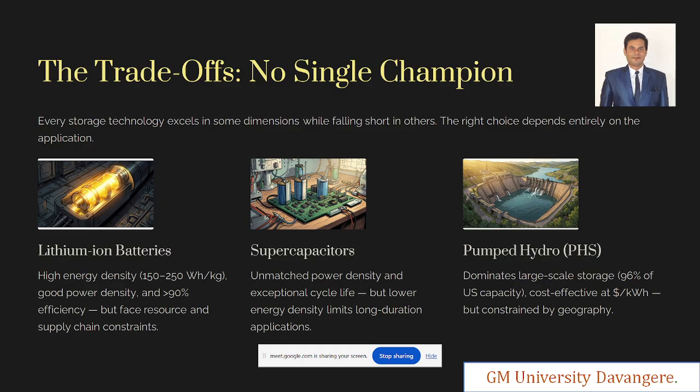So similarly we have other storages also, like in the last class, the pumped hydro storage, right? So let us discuss. These are the various things which matter for application-wise business purposes, right? How people are taking these considerations for their applications, right?